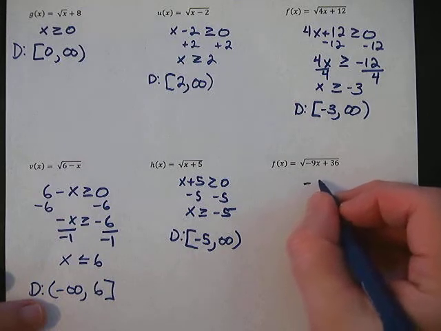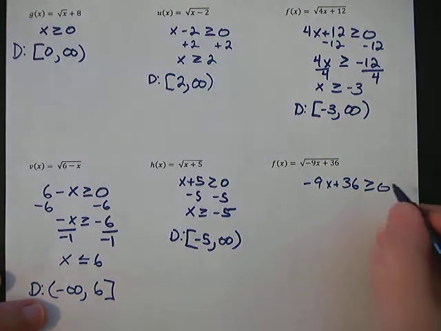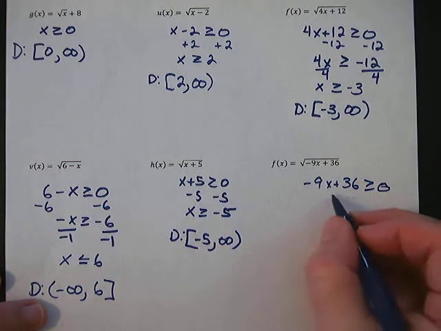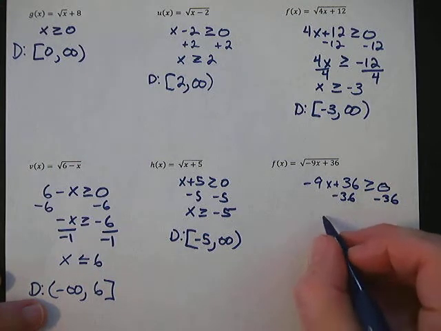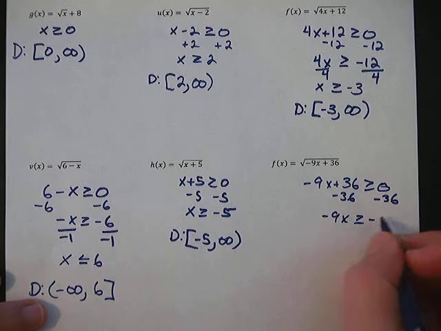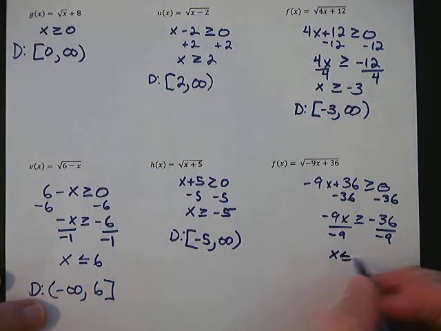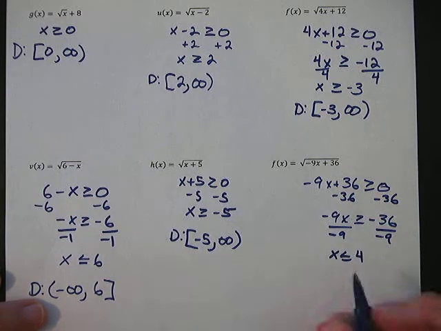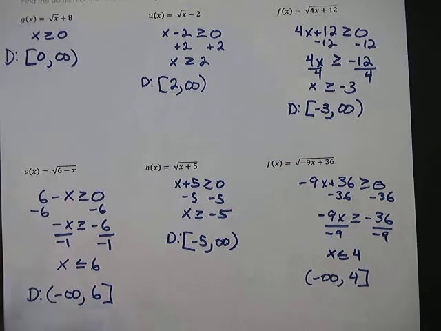To find the domain of this, we set negative 9x plus 36 greater than or equal to 0. Subtract the 36 from both sides. 0 minus 36 is negative 36. So negative 9x is greater than or equal to negative 36. Divide by negative 9, and since we're dividing by a negative number, I'm going to flip the inequality. So it's x is less than or equal to 4. So all numbers less than or equal to 4, which means negative infinity is the first thing we're going to write with a parenthesis, comma, 4 with a bracket. And that is your domain.